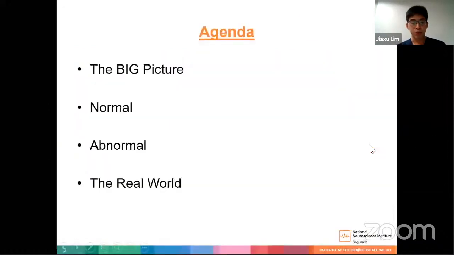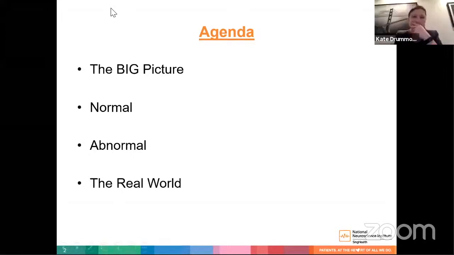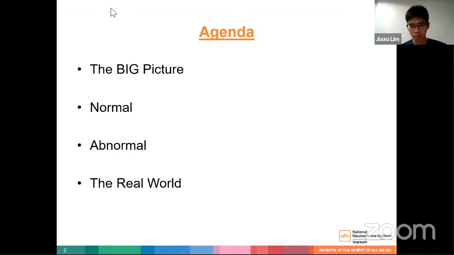So, these are the topics I'll be covering today. Similar to Prof. Kate, when I first started reading scans, it's not a very easy process at all. I made many mistakes, and I find that it's primarily due to me liking to overcomplicate things and focusing on things that are irrelevant. Thankfully, after quite a few years of guidance from seniors, and from reading, I've learned some tips and tricks, so hopefully they'll be useful for you as well. Because of time constraints, I'll just be mainly focusing on reading plain CT brains, and I'll be focusing on trauma and acute neurosurgery.